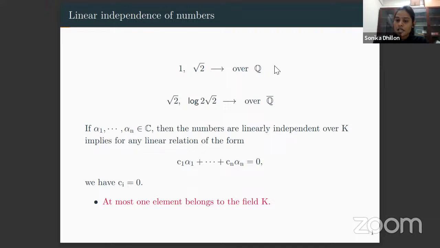So if you have a collection of n elements, alpha 1 to alpha n, that are linearly independent over the field of rationals, this means that out of that collection, at most one element can belong to the field Q, and hence the rest of the numbers are irrational. Now, if I replace the field of rationals with the field of algebraic numbers, then in that collection at most one number can be algebraic, and hence at least n minus 1 elements are transcendental in nature. That is the meaning of linear independence of numbers over some specific field K.